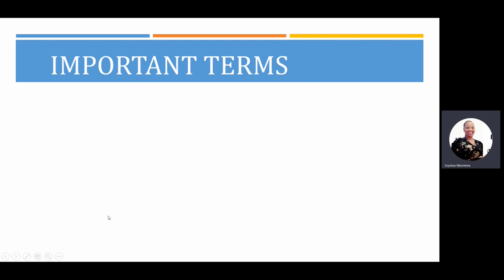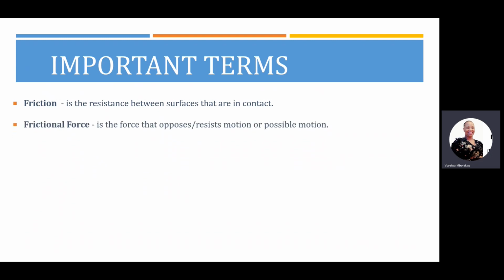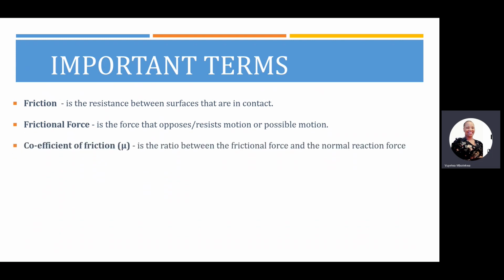What are the important terms? First and foremost, you must be able to define friction. What is friction? Now, this is just friction, not frictional force. Friction is the resistance between surfaces that are in contact. When surfaces come into contact with one another, there is a resistance, and that resistance is called friction. And frictional force is the force that opposes or resists motion or even possible motion. Then coefficient of friction is the ratio between the frictional force and the normal reaction force.